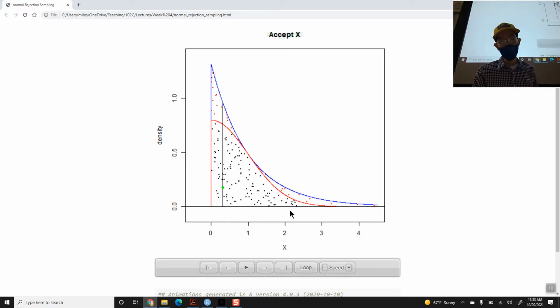How often did it propose values greater than 2? Sometimes, not very often, and it only accepted a few of these, right? And overall, if we look at what proportion of values are less than 1, what proportion of values are less than 2, what proportion of values are less than 3, this is going to fit kind of the normal distribution properties quite closely.